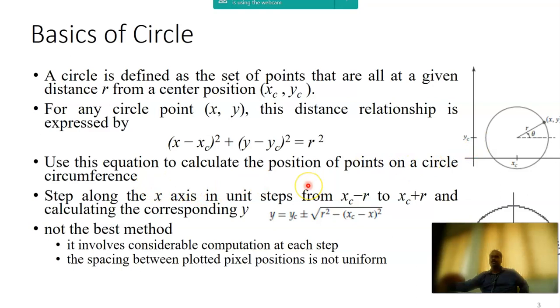We have to find the intermediate points on the circle boundary. So step along the x-axis in unit steps from xc minus r to xc plus r, and calculate the corresponding y. y equals yc plus or minus root of r square minus x minus xc the whole square. So it involves considerable computation at each step. The spacing between the plotted pixel positions is not uniform. That is a problem here.